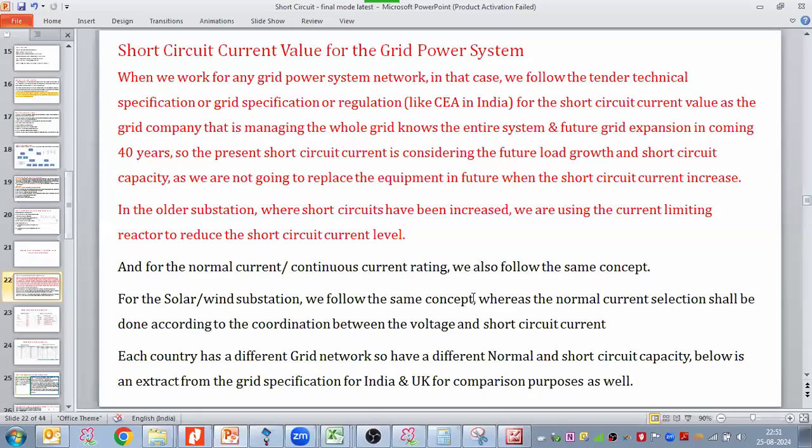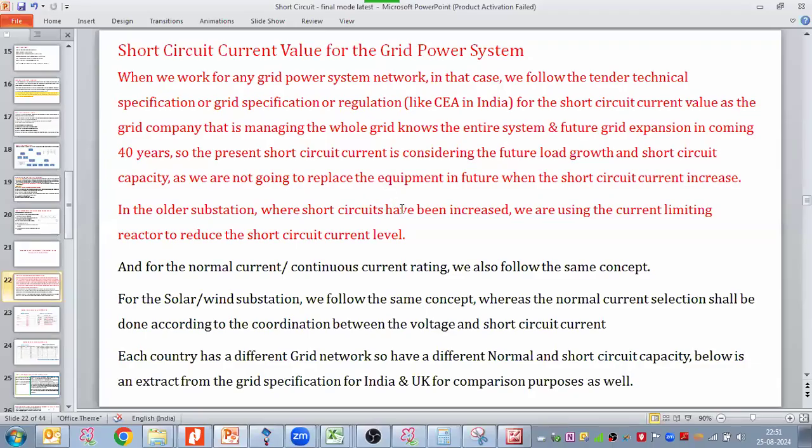Are you getting my point, what I'm trying to tell? Your breaker, isolator, CT, all equipment that you are using, take their short circuit current as per the grid voltage level. When it comes to the normal current, whatever normal current you want, you will take. The normal current, yes, you can take as per the grid.